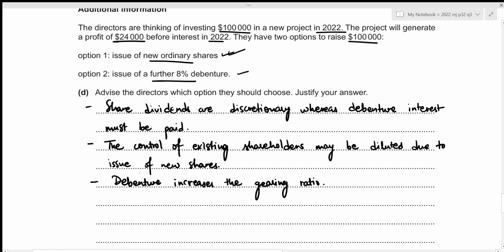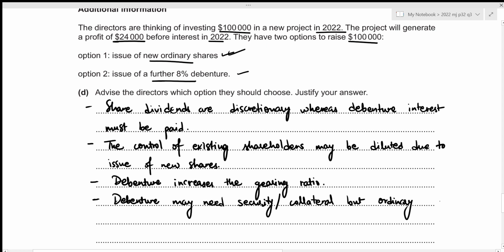And debenture is basically some sort of long-term loan, which means that in order to acquire this, we may need some sort of security, but that is not the case for ordinary shares. Let's write it down. Debenture may need security or collateral, but ordinary shares do not need any such security.